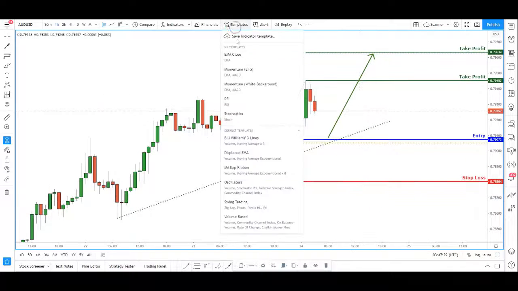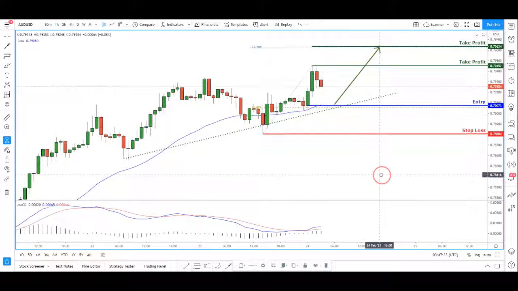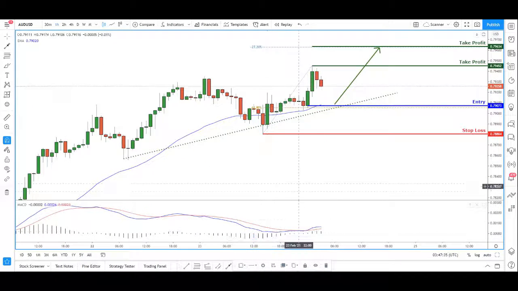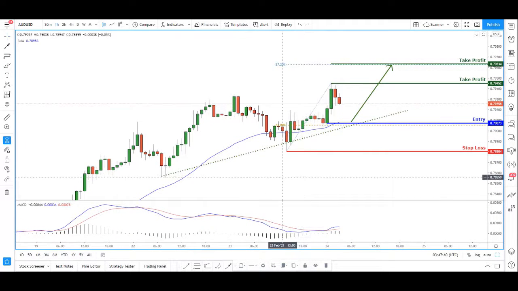Last but not least, we can also put in the indicators. We see price holding very nicely above the moving average, and the MACD indicator is also above zero, showing room for further bullish upside. So that's our trade of the day.